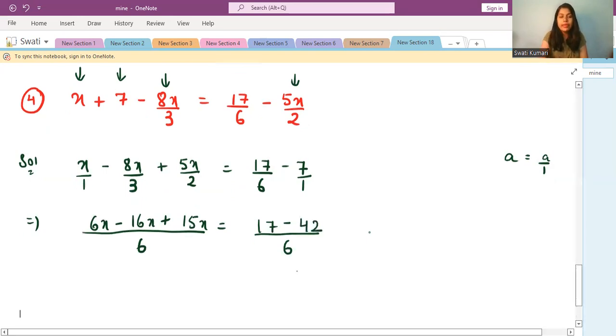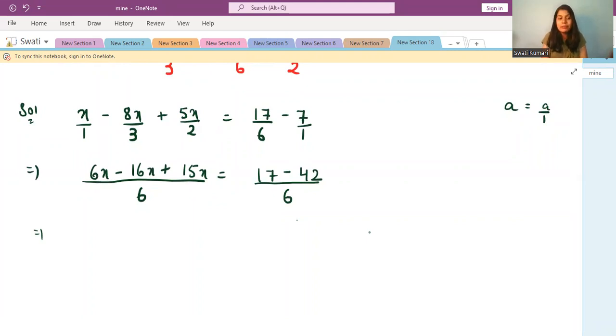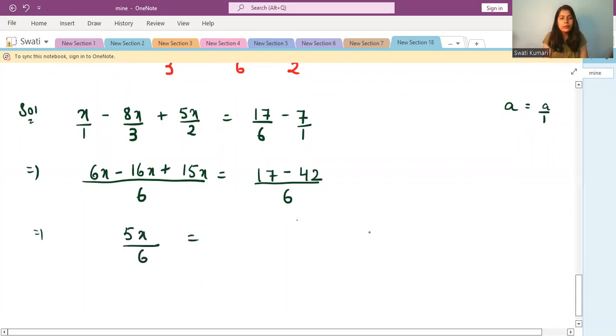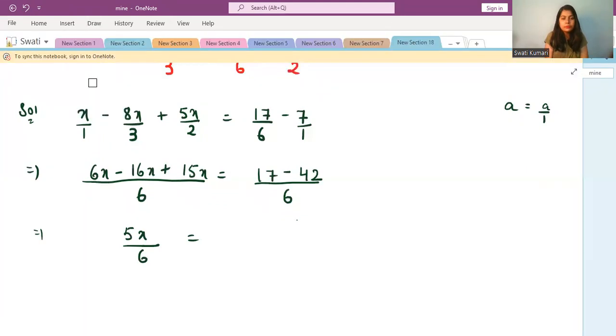Now we can move ahead. So clearly you can see here that this is 6x plus 15x, which is 21x, and 21 minus 16 will be 5x. Upon 6 equals 17 minus 42. Okay, we can solve this part here. So what is 17 minus 42?